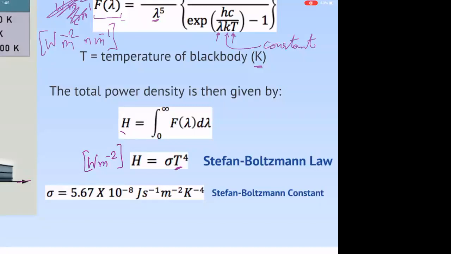Now, the units here are also important. You can work this out to see if they make sense, right? This is joules per second per meter squared per Kelvin raised to -4. Now, temperature is in kelvins, so if you cancel this last term out, you'll get joules per second, which is watts per meter squared, as expected. Okay, so the units all make sense.